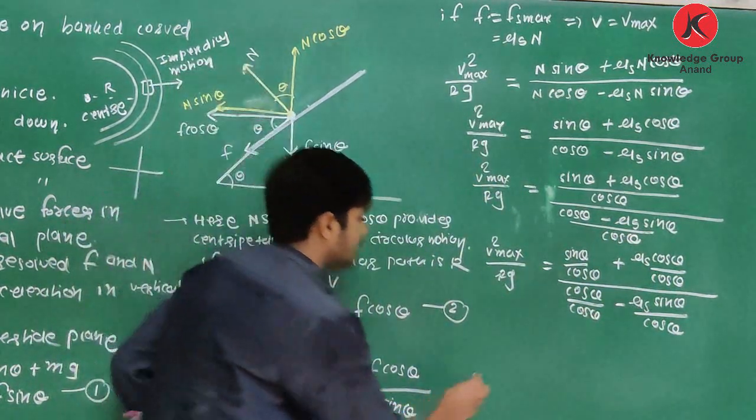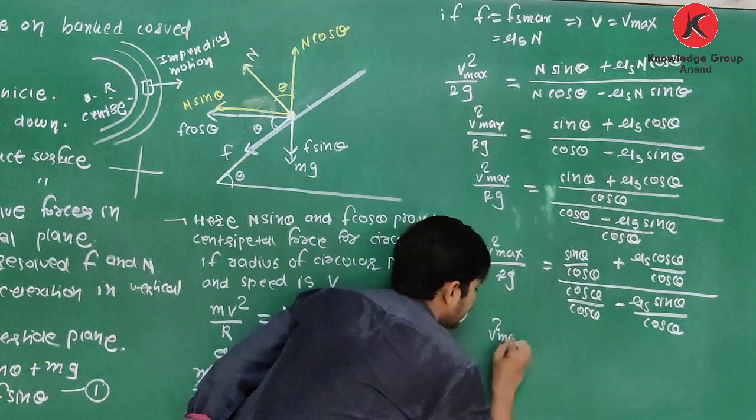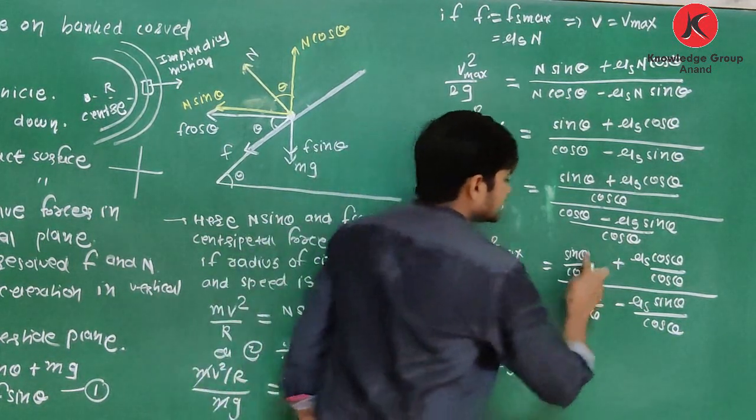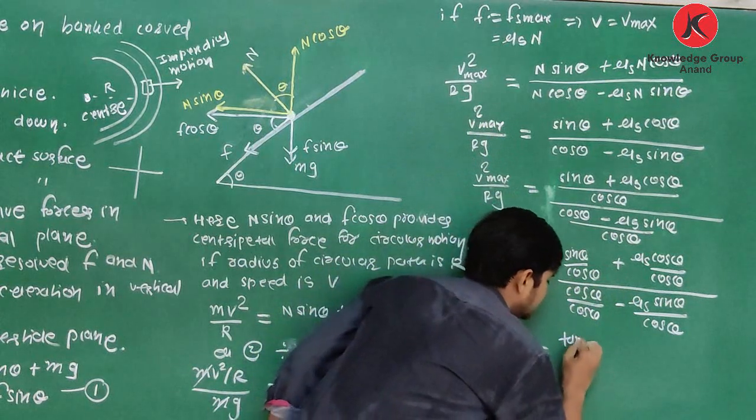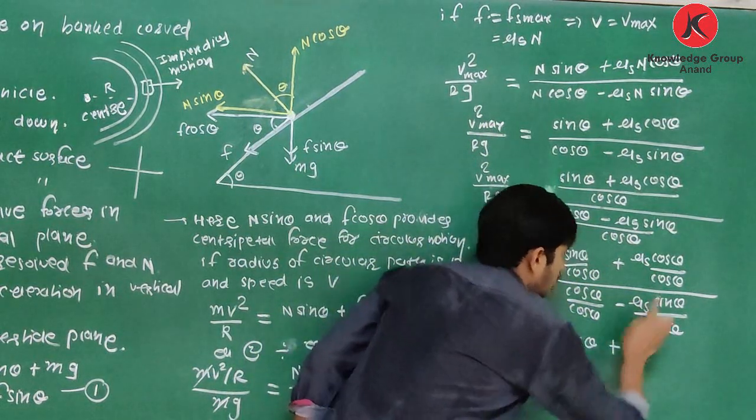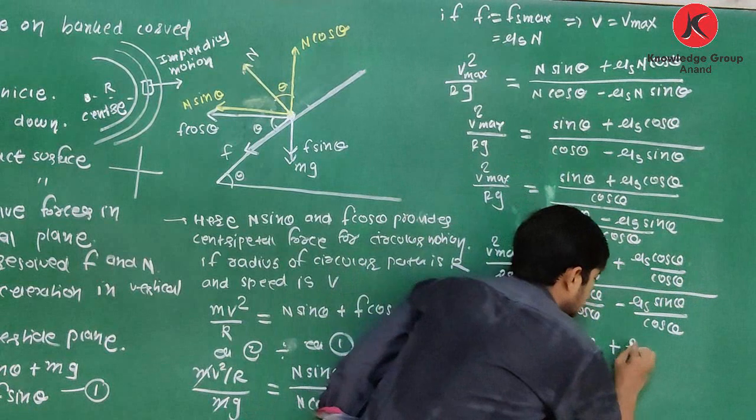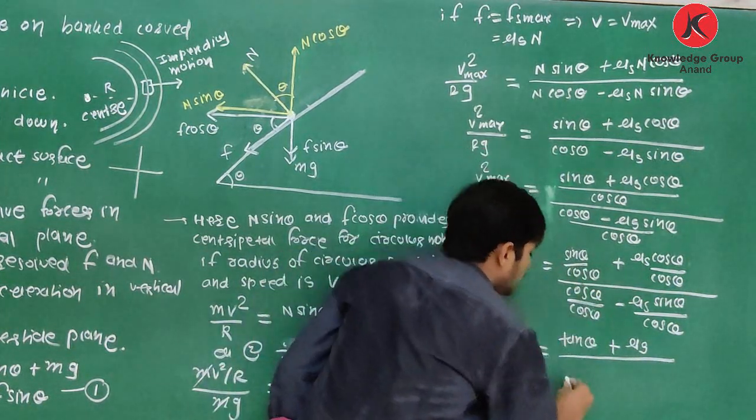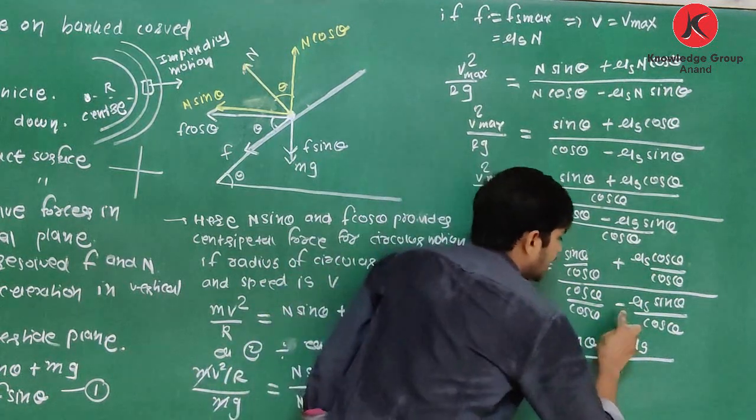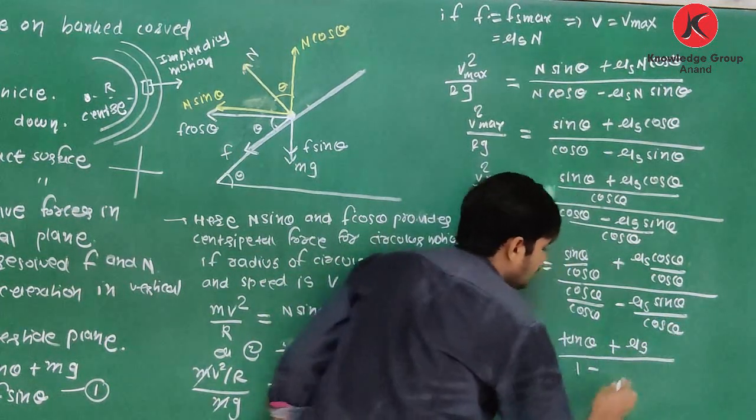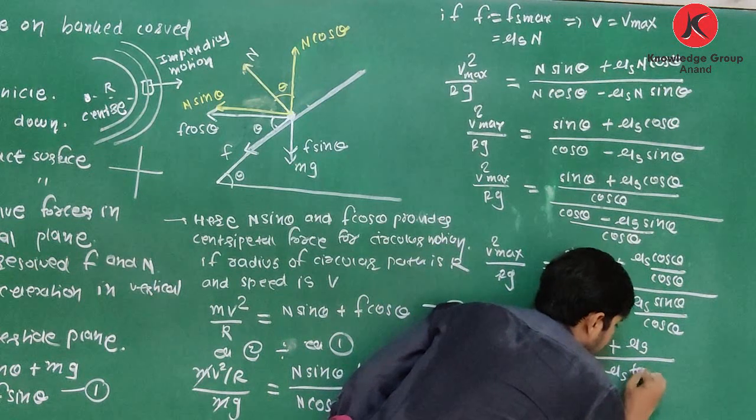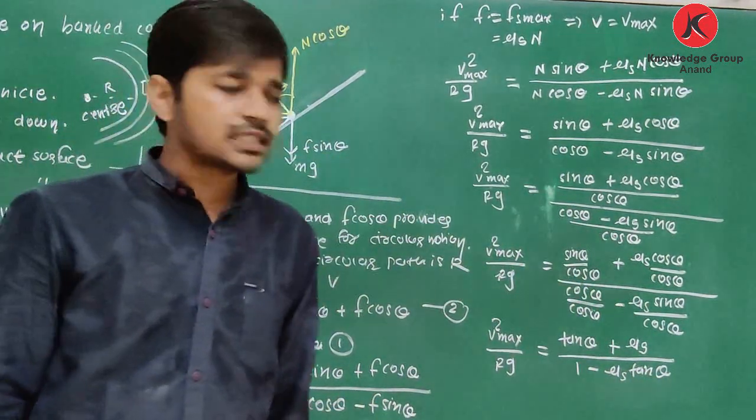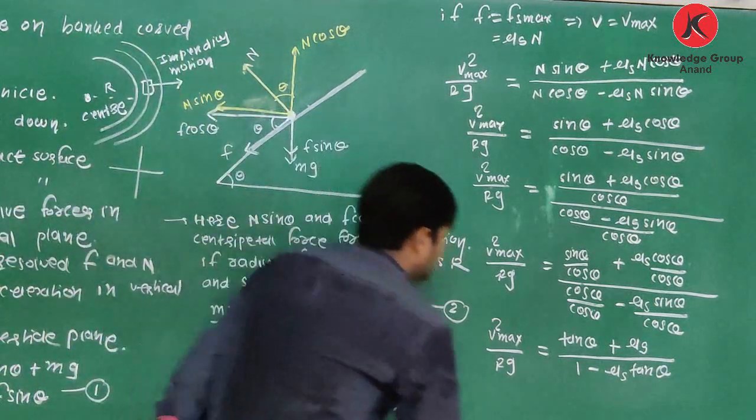Clear about this step? Then yes, here it is V square maximum upon Rg is equal to sin theta upon cos theta. Yes, it is tan theta. Plus cos theta upon cos theta cancel out. So yes, here it becomes only mu s. Divided by cos theta upon cos theta means 1 minus mu s sin theta upon cos theta means it is mu s tan theta. It is mu s tan theta. Clear about this? Now make V square maximum as subject.